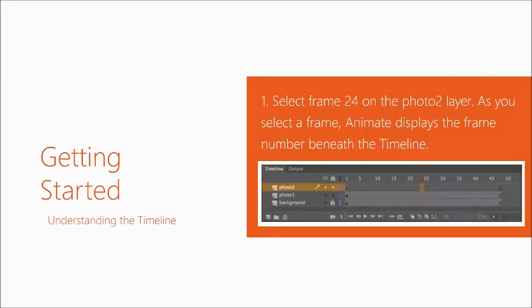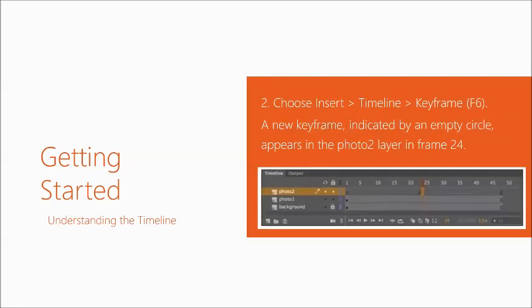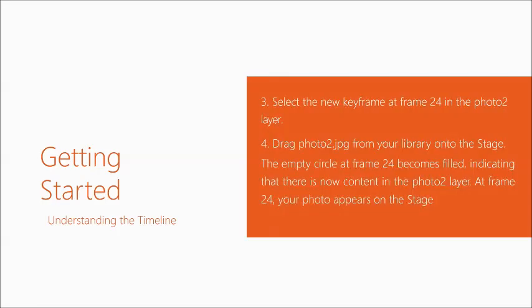Select frame 24 on the Photo 2 layer now. As you select a frame, Animate displays the frame number beneath the timeline. Choose Insert, Timeline, Keyframe, which is F6. A new keyframe, indicated by an empty circle, appears in the Photo 2 layer at frame 24. Select the new keyframe at frame 24 in the Photo 2 layer.